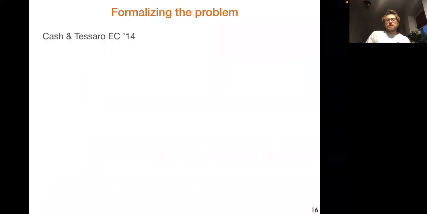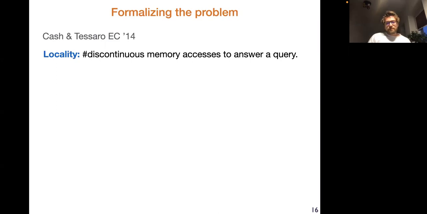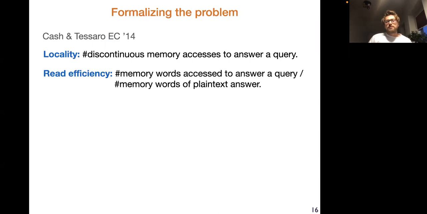And then Cash and Tessaro actually formalized this in 2014 already. Essentially they defined efficiency properties for SSE.